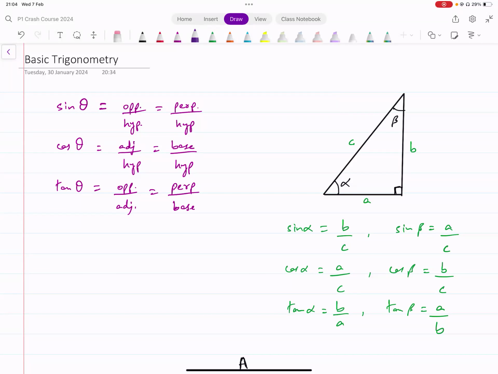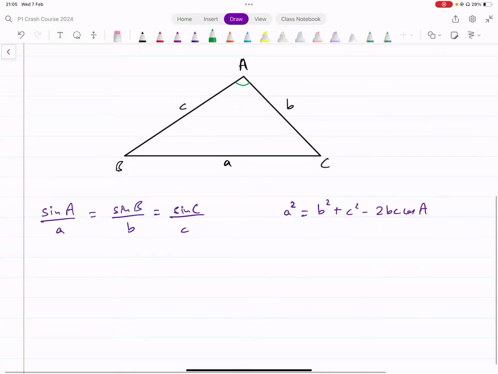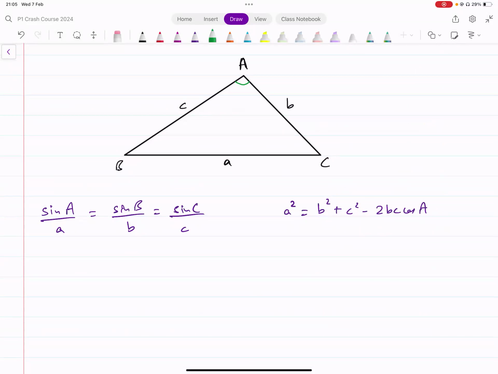But these were defined with respect to a right angle triangle, right? One side was called hypotenuse, the side that was adjacent to the angle was called the base, and the side that was opposite to the angle was called perpendicular. That's how these ratios were defined, and that's what you need to remember. If you don't have a right angle triangle, sometimes you can use sine rule and cosine rule as well.